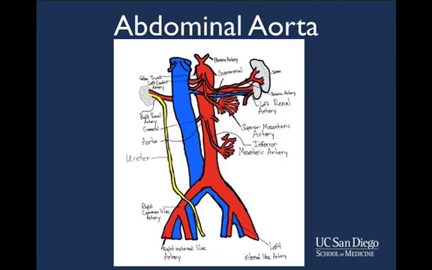When we look at the abdominal aorta, the main branches we will concentrate on today are the first branch, or the celiac trunk, and the second branch, or the superior mesenteric artery. We will follow the aorta all the way down to the bifurcation of the common iliac arteries.